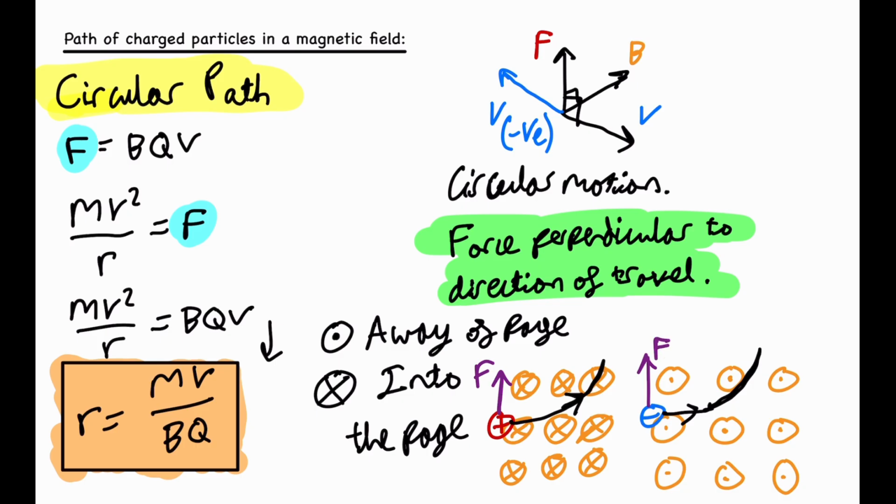So these are two scenarios of how to apply Fleming's left-hand rule to find what the circular path of charged particles in a magnetic field looks like. So now let's move on to the cyclotron.